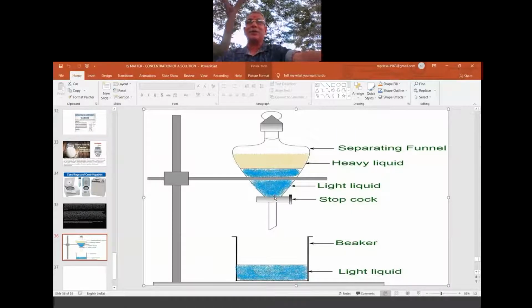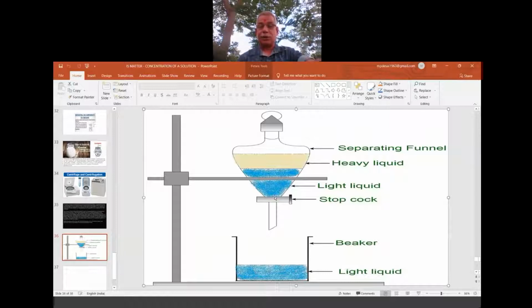Okay, stop the cock. Why? If you keep it open, everything will come down, and whatever you have done in the beginning will be of no use. So you have to keep an eye on this borderline. When this borderline comes here, close it suddenly.